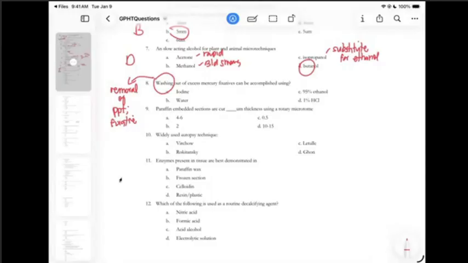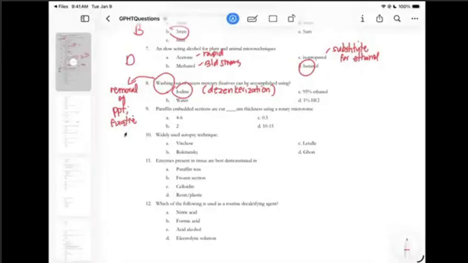So if we want to remove your excess mercury, that's the process of de-zenkerization. And in de-zenkerization, we use iodine. So that's letter A. So iodine to remove those black precipitates. So black precipitates tayo sa the mercury. So number 8, this is letter A.